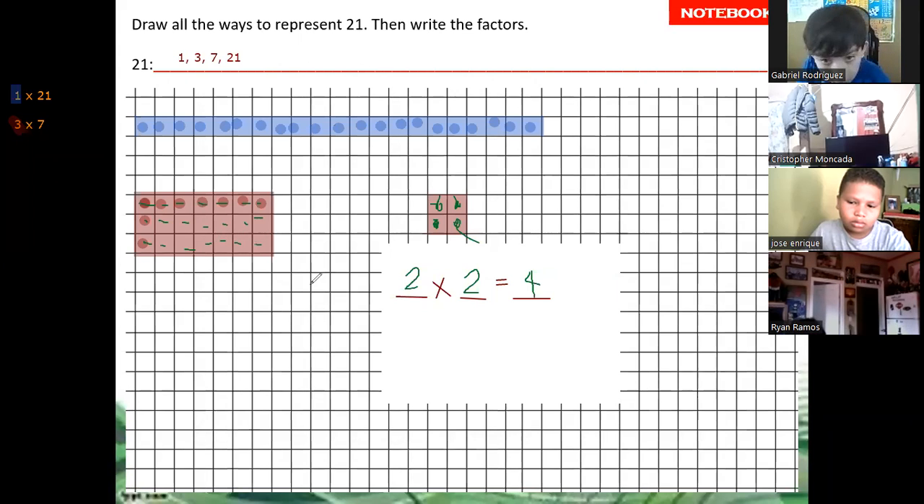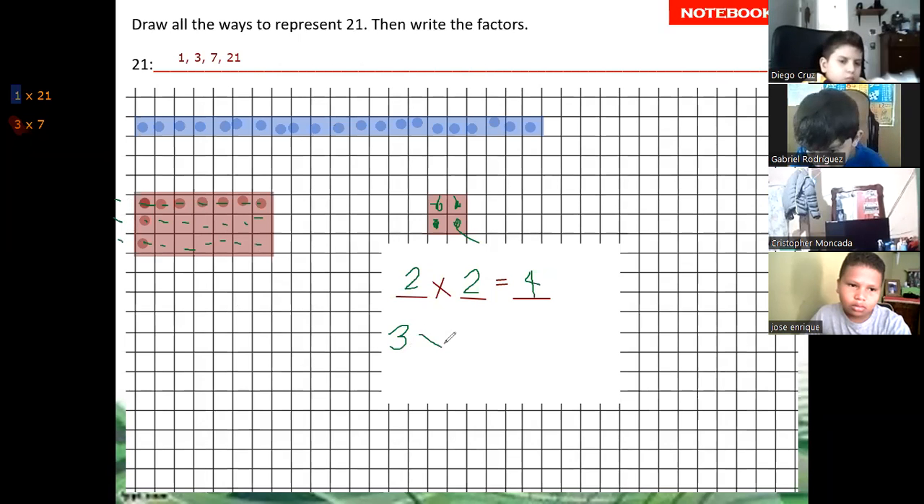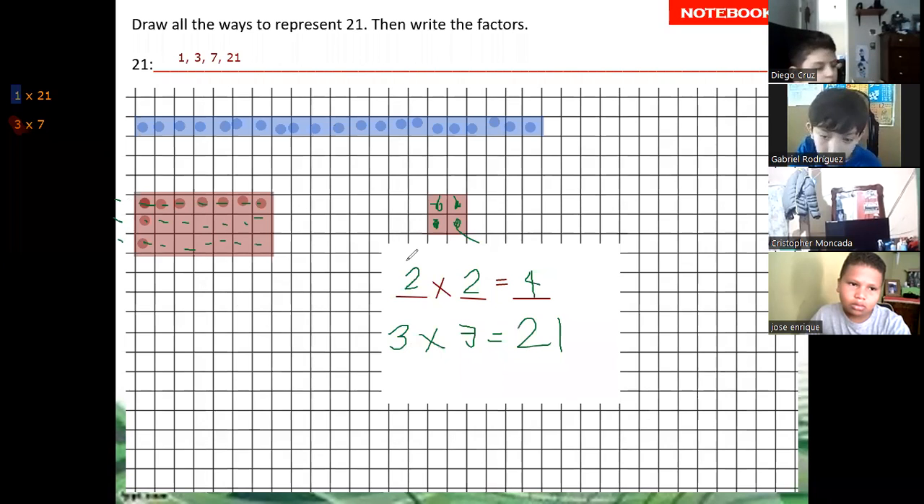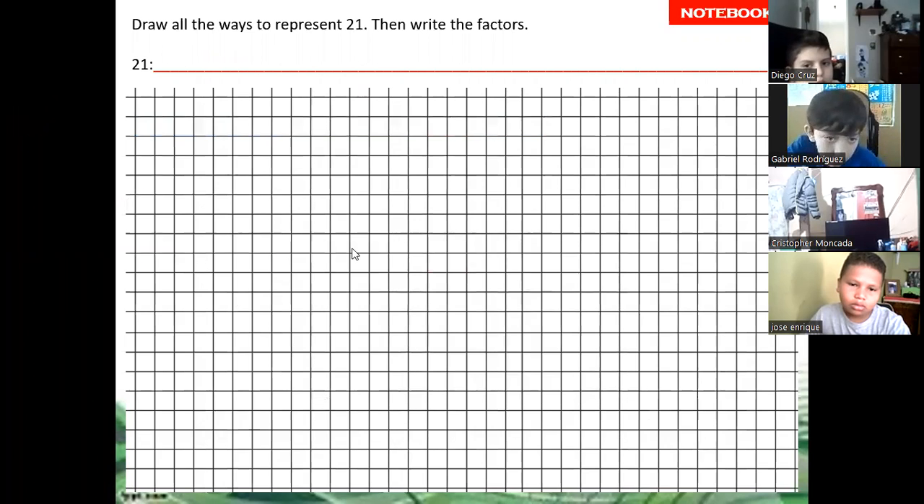So what is this multiplication? It's 1, 2, 3 rows: 3 times 7 equals 21. So your exam has exercises like this. Remember that you are not going to draw. You have to write the factors for the given exercise. Okay, that's what you have to do.